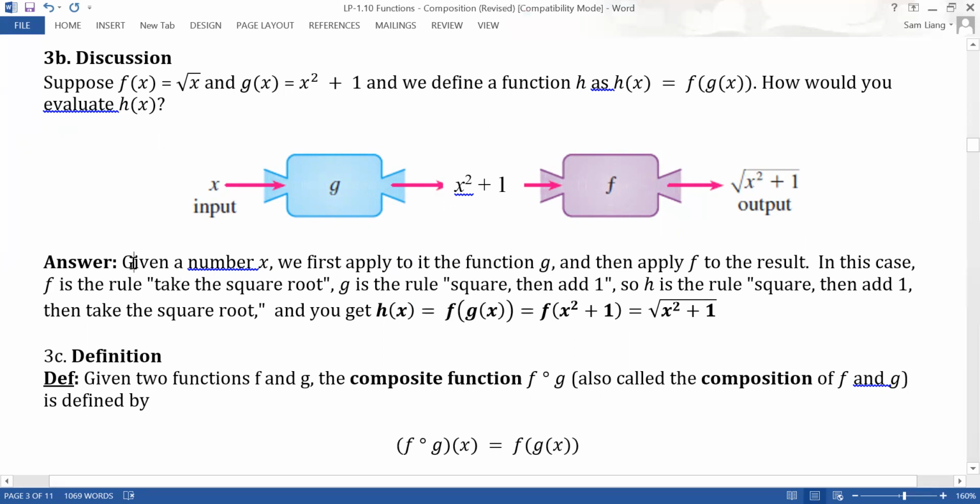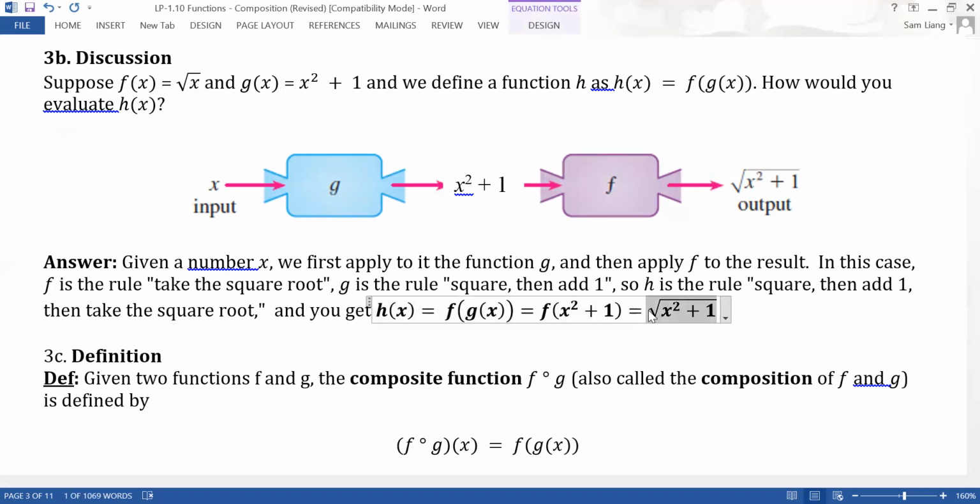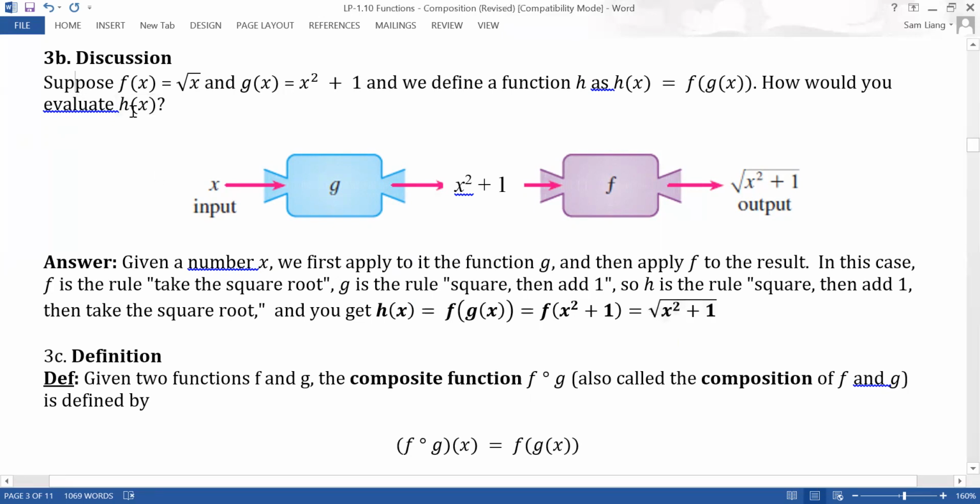I'll just read the answer I gave here. Given a number x, we first apply it to the function g and then apply f to the result. In this case, f is the rule, take the square root, g is the rule, square and then add 1. So h is the rule, square then add 1, then take the square root. And you get h of x equals f of g of x equals f of x squared plus 1 equals our final answer, square root of x squared plus 1. Next I'll get to the definition slide, but if you need to copy this answer here, please pause the video now.